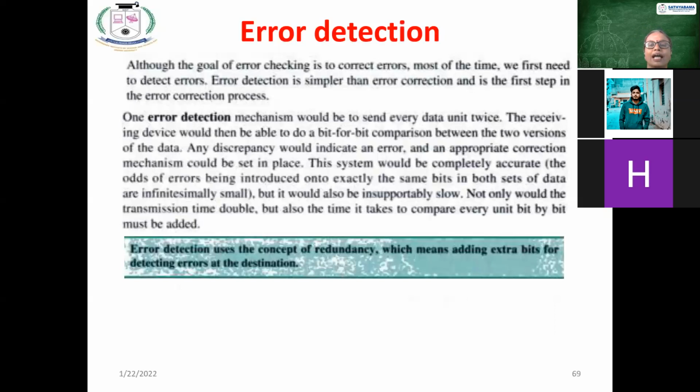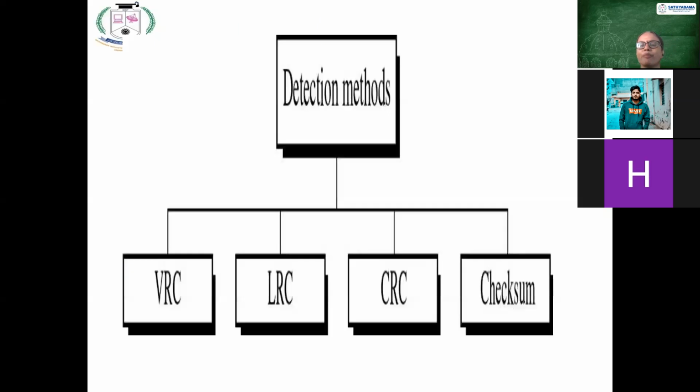I told you error detection is one of the very simpler ways, to find whether we are able to detect the error or not. For that we are using the redundancy concept and we are finding the error. So redundancy means what? Extra bits will be appended with the original data.